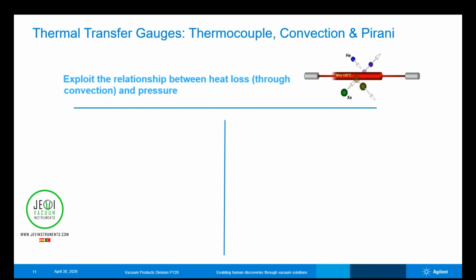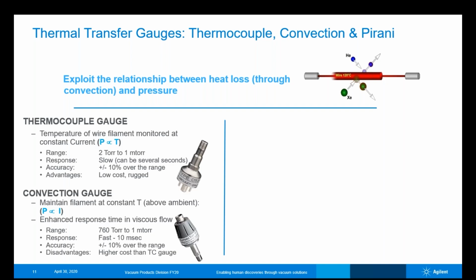So most of the gauges used in industrial processes are of the thermal type. These all exploit the relationship between heat loss through convection and vacuum pressure. I always think about this as like birds on a wire. If I have a filament here heated up to 120 degrees Celsius, something around 250 Fahrenheit, every time gas molecules hit that wire and leave, they'll take some amount of the energy with them. And we can exploit that in 3 different ways.